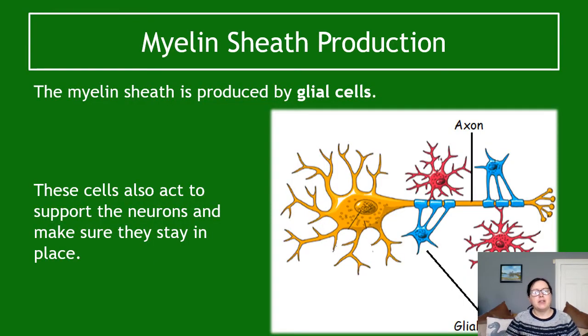Myelin sheath is produced by something called glial cells. These are cells that surround the outside of the axon fiber, and they also act to support the neurons, making sure that they stay in place. So they also have a structural role. So that's a very important thing about glial cells.